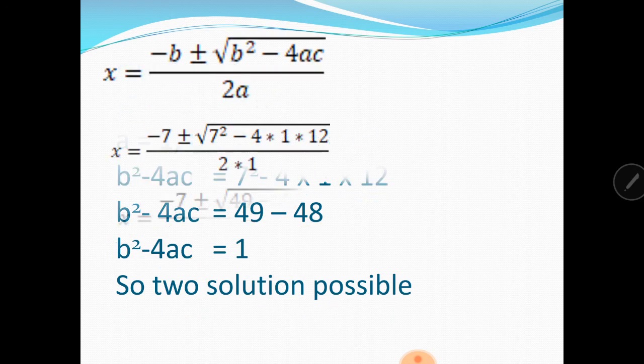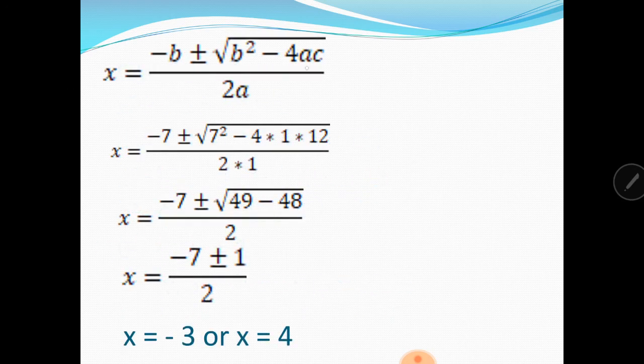Let's check this. So this is our quadratic formula: minus b plus minus square root of b square minus 4ac upon 2a. Now b is 7, so this is minus 7. b square is 7 square, minus 4 into a is 1, c is 12. So minus 7, square is 49. 4 times 1 is 4, 4 times 12 is 48. So 49 minus 48 is 1 and square root of 1 is 1. So you have minus 7 plus minus 1.